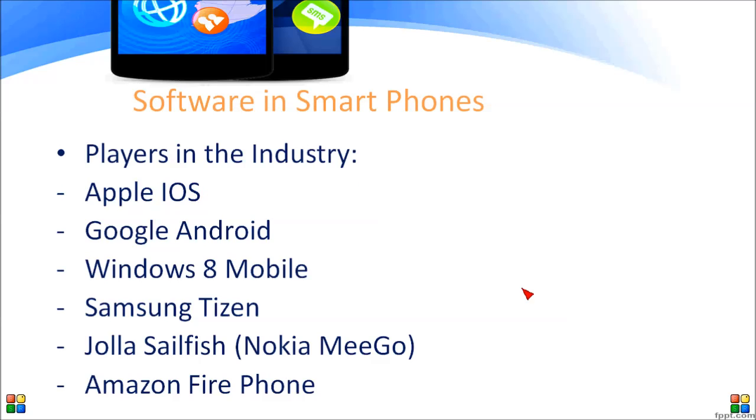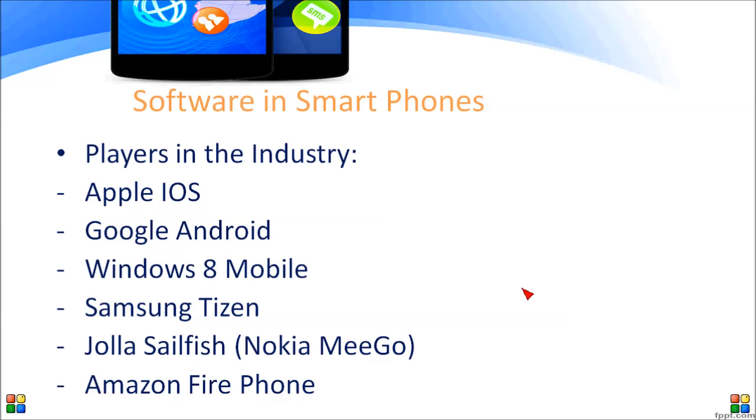The companies that make software is, of course, as you know, Apple, which started the smartphone industry with their Apple iOS. A few years later, or is it a few months later, who knows, Google started their Android, and they provided it to all phone manufacturers so they can compete with Apple. Windows kept their Windows 8 Mobile. Samsung has been developing their Tizen.